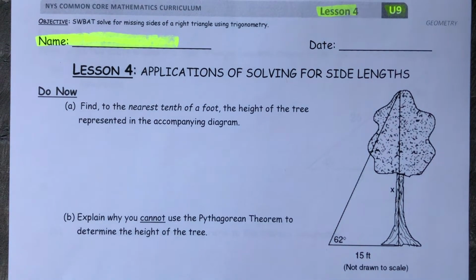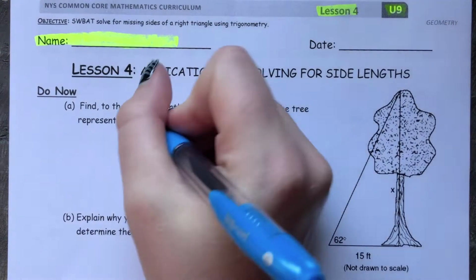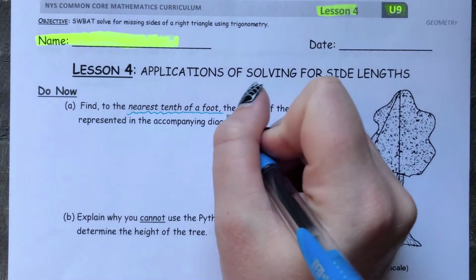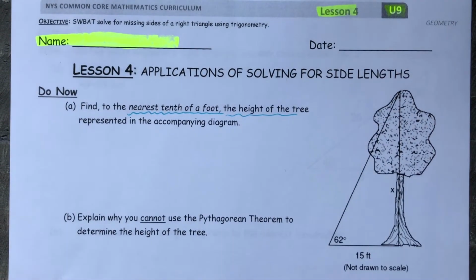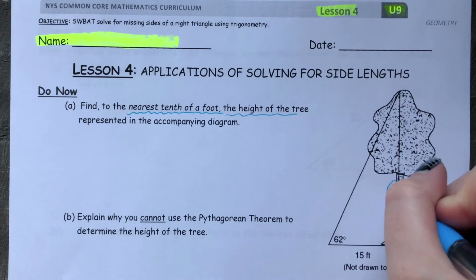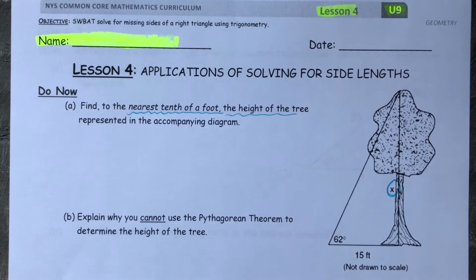As we look at the do now for Part A, it says, find to the nearest tenth of a foot the height of the tree represented in the accompanying diagram. So I always like to underline the question. I have to find to the nearest tenth of a foot the height of the tree. So I can see that this would be the height of the tree, this segment right here, which is X. So I'm just going to circle X just because I know that's the goal of the question here.